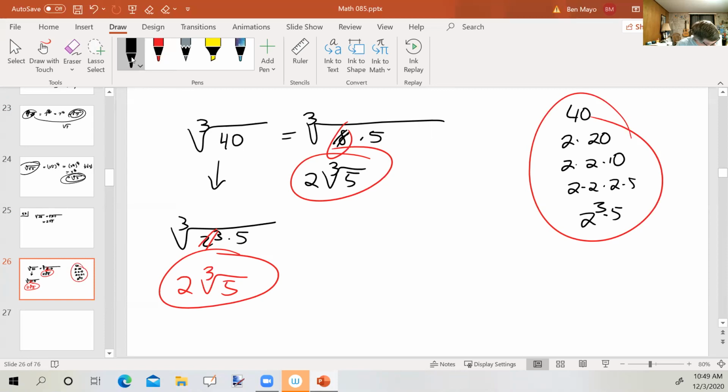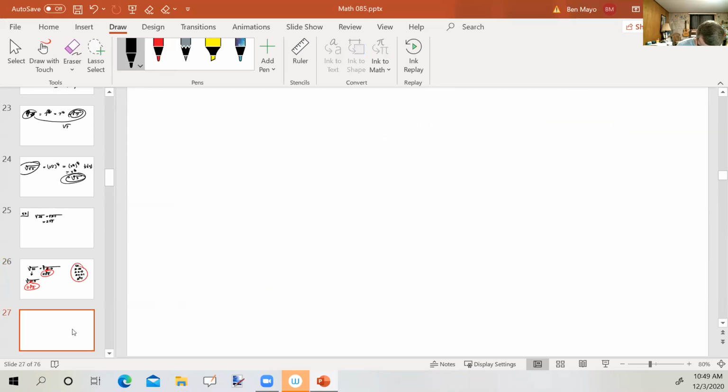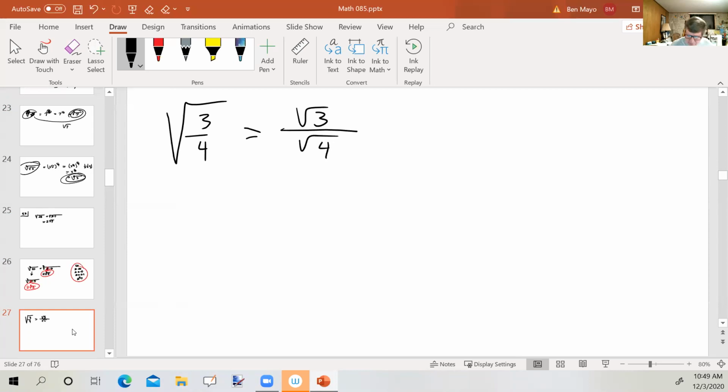Okay, let's see here. Let's say we have a fraction inside of a radical. We can separate the numerator from the denominator and have the division of 2 fractions. Well, from here, the square root of 4 is 2, so I can simplify it in that way.